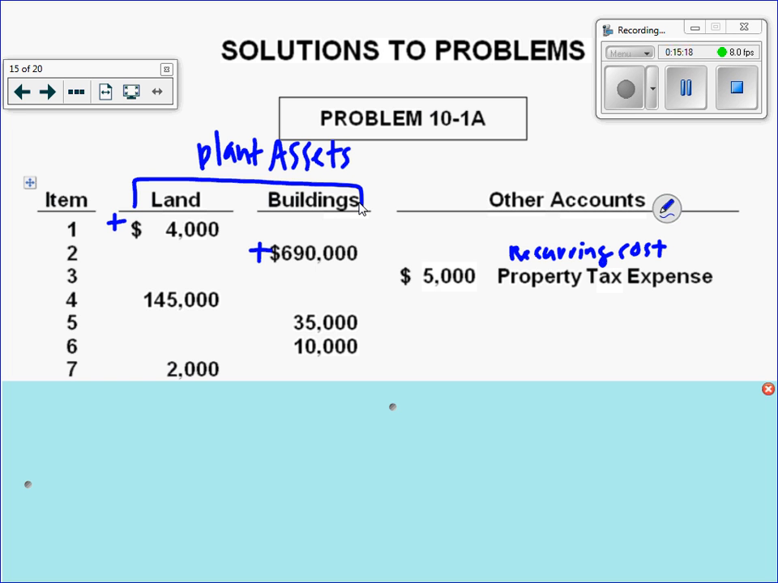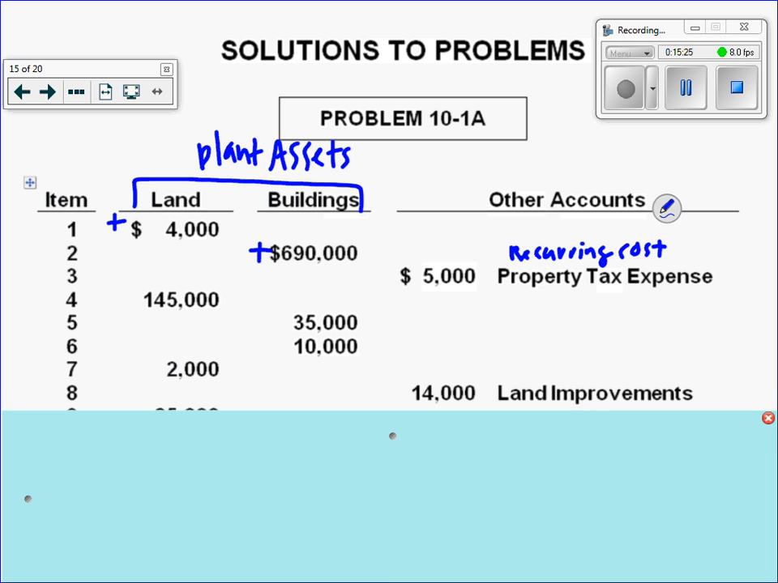Number 8, cost of a parking lot and a driveway. Is that land or building? Trick question. Neither. Land improvements.